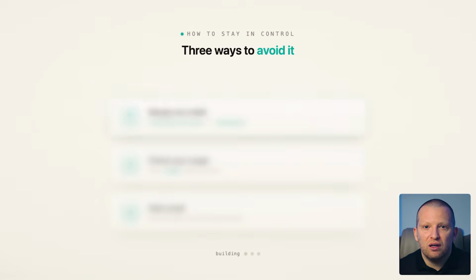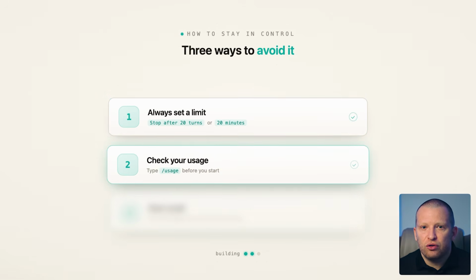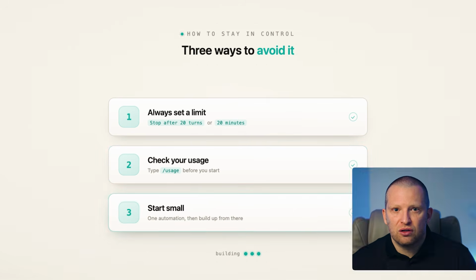Now, there are a couple of ways you can avoid this. Number one, always set a limit by adding this line to the end of your prompt. Stop after 20 turns or stop after 20 minutes. Number two, check your usage before you start. You can type /usage and see where you're at with credits. Number three, start small. You don't need to set your first goal to build your entire business. Start with one automation, one process, or one feature of an app that it can build. If you do these three things, you shouldn't run into any issues.